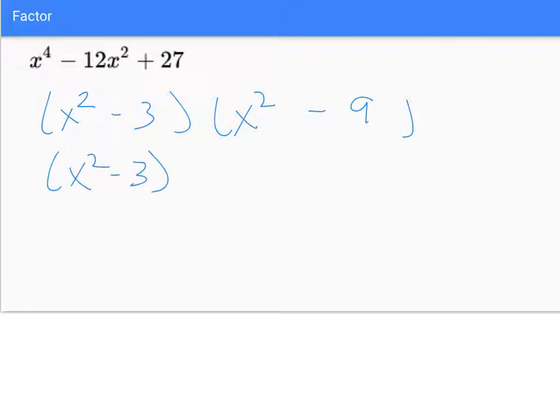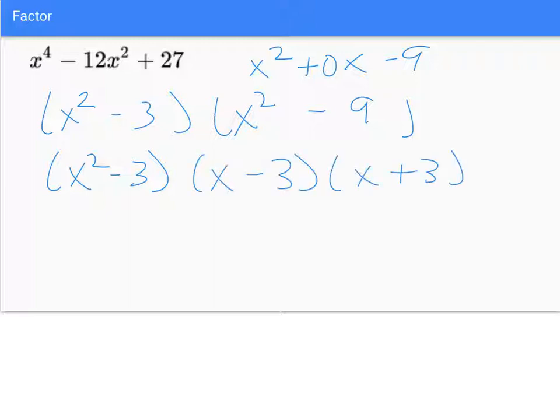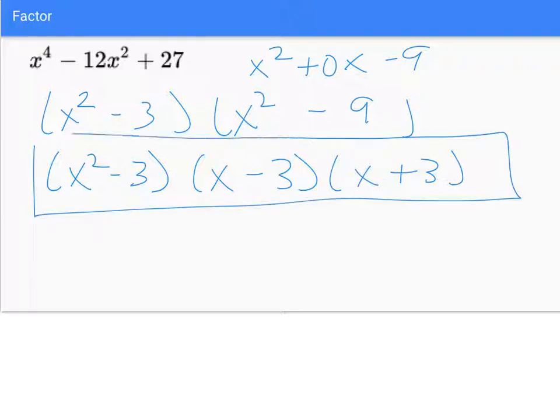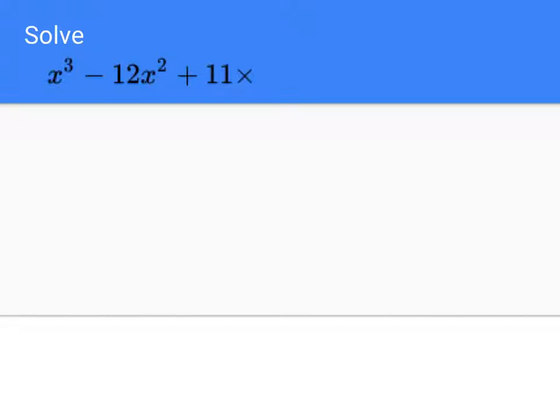But I could think of two numbers that multiply to get negative 9 but add together to get 0, because remember there would be a 0x there. And that would be x minus 3 and x plus 3. So this is completely factored, because all I'm asking you to review here is just how to factor. Here I'm asking you to actually solve.